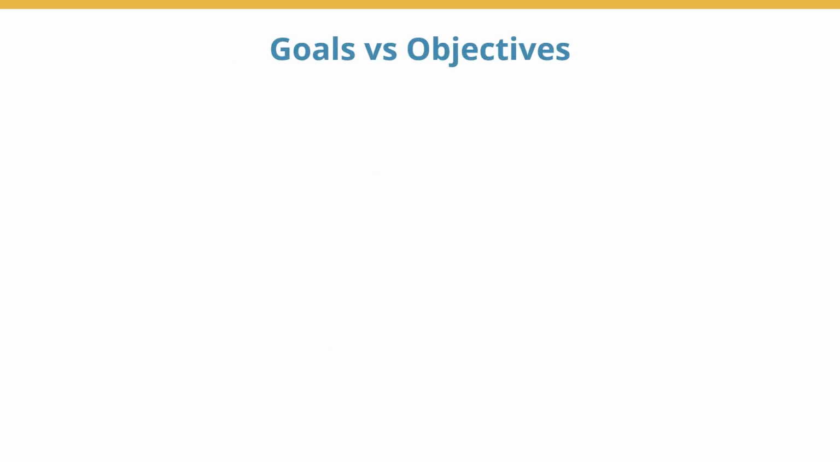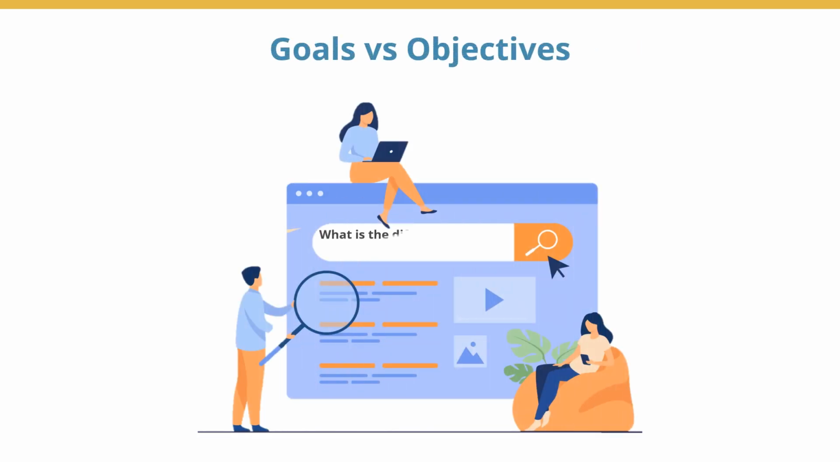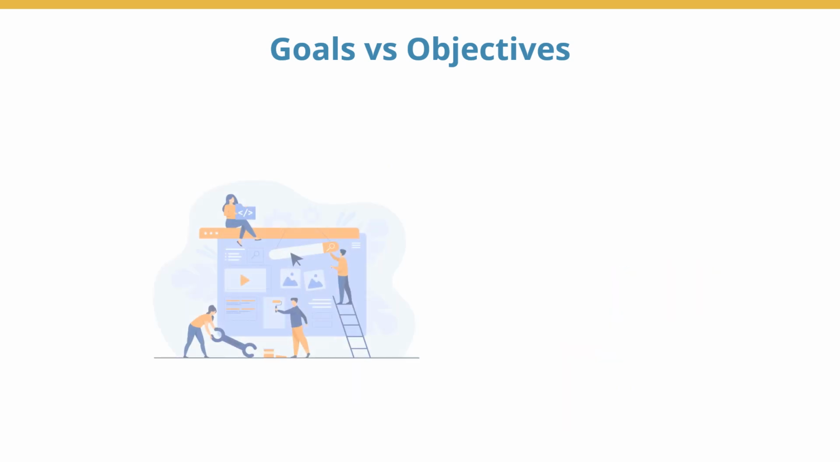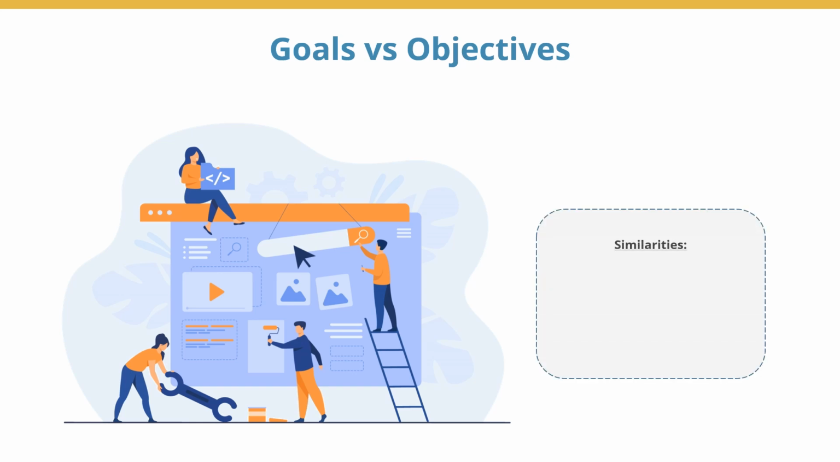The natural question arises as to what is the difference between a goal and an objective? Aren't they the same? Well, they are both similar in the sense that they describe the intended purpose and expected results of instructional interventions. However, they are different in the levels of specificity and timeframes.